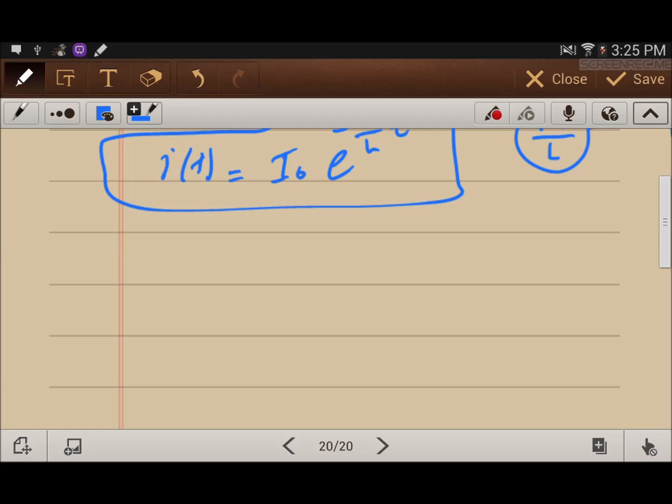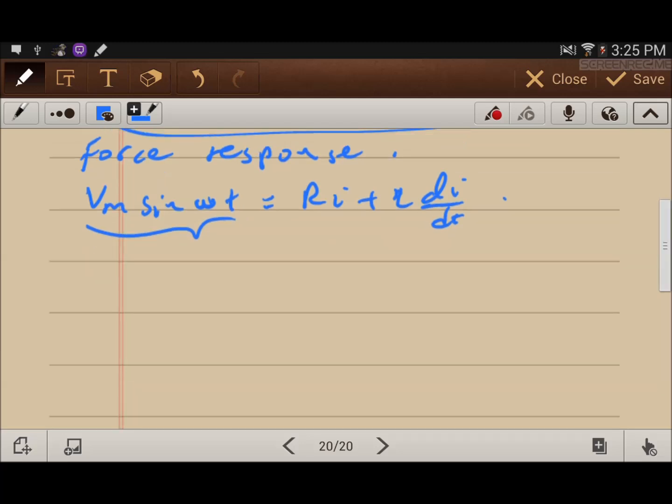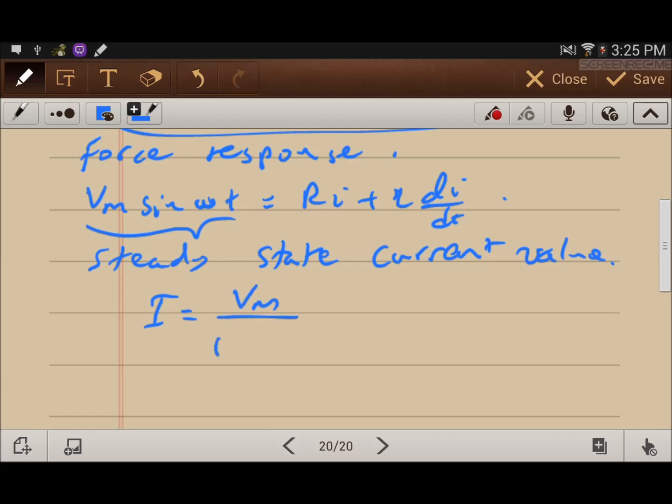Now to find the forced response. Remember we had V maximum sine omega t equal to Ri plus L di over dt, and we found the natural response. The only thing we have to find is the forcing response for the sinusoidal input function. So this will tend to be the steady state current value, which is equal to V maximum over the root of R squared plus omega L squared times sine omega t minus the angle theta, which is the angle between the current and the voltage.